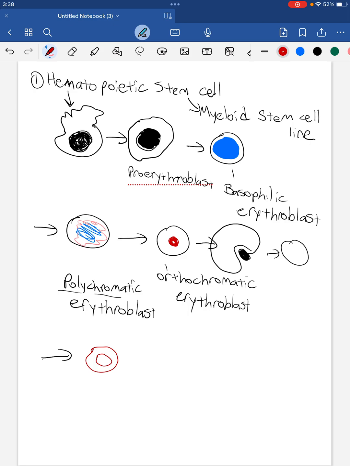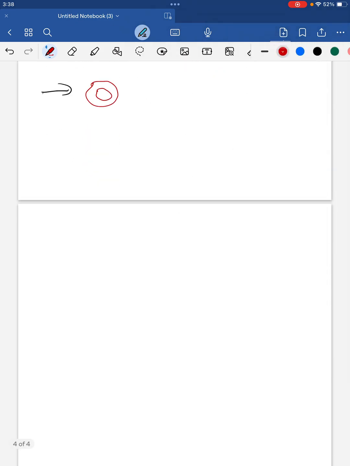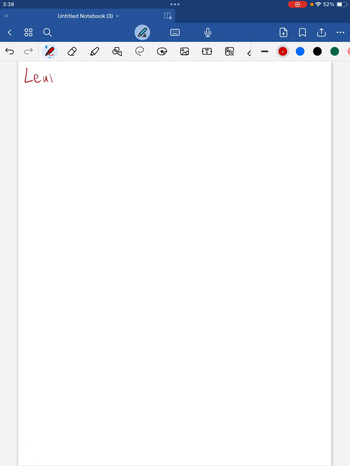Okay, now let's get into leukopoiesis. Leukopoiesis is the formation of white blood cells. So remember, leuc means white. So we start still with our hemocytoblast.